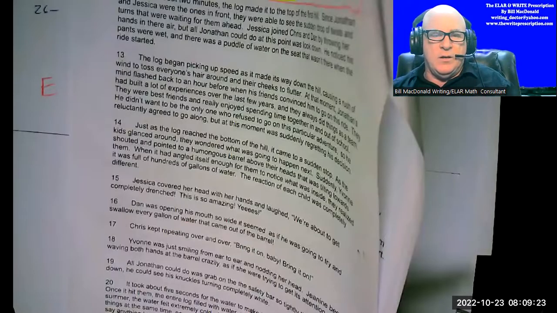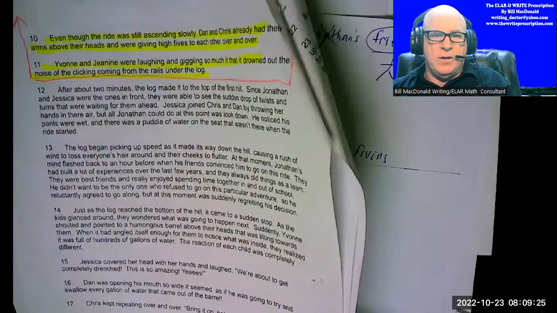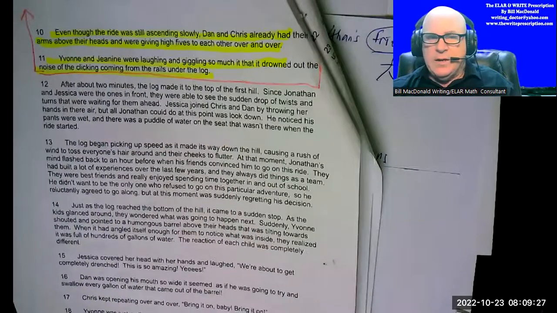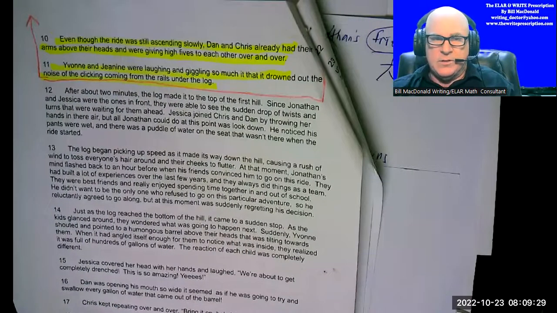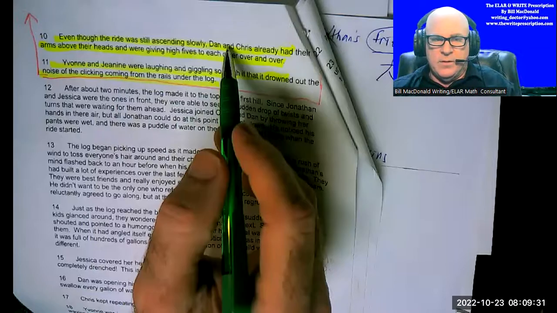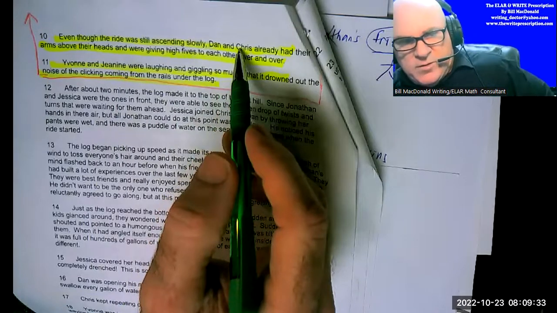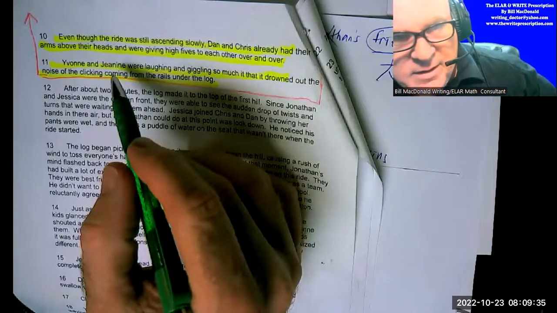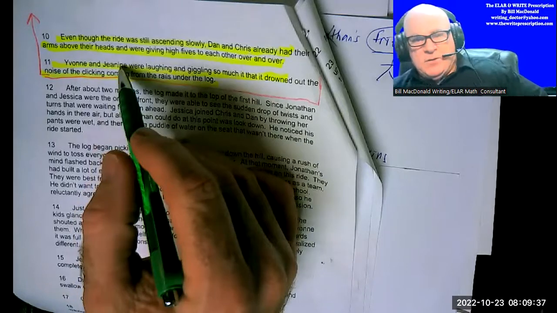Yvonne and Janine. Just by the way, I have 2 brothers named Dan and Chris. I have 2 sisters named Yvonne and Janine, and a couple of friends named Jessica.